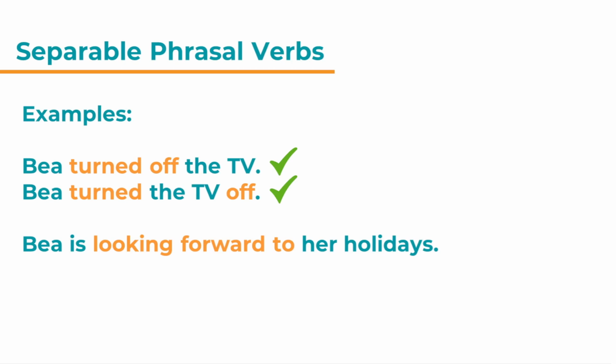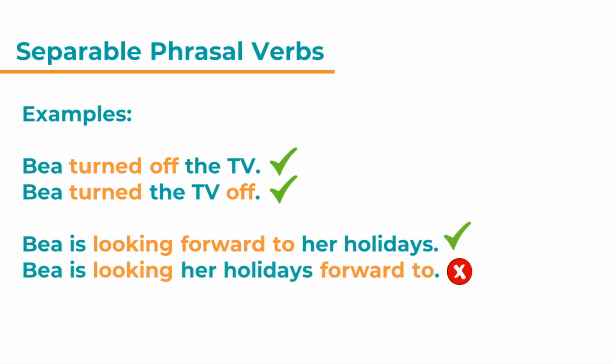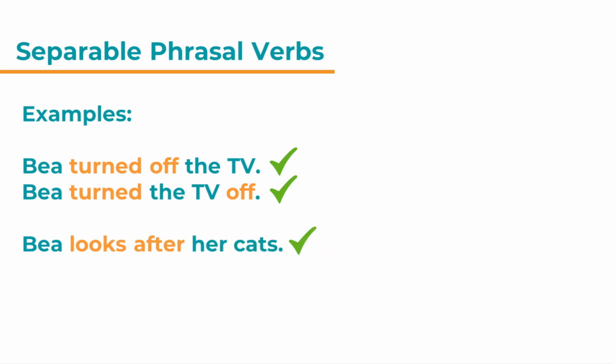What about our second example? Bea is looking forward to her holidays. This is correct. But Bea is looking her holidays forward to. No, this is not correct. We cannot separate looking from the two particles forward to and place the direct object in the middle. This is not possible and it's incorrect.